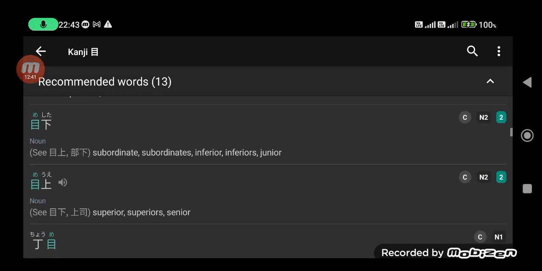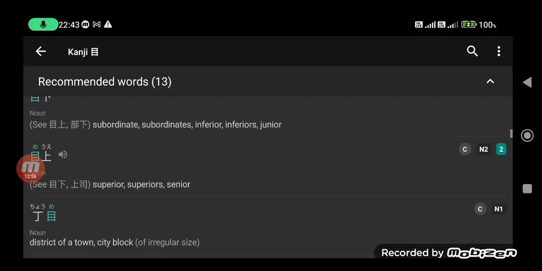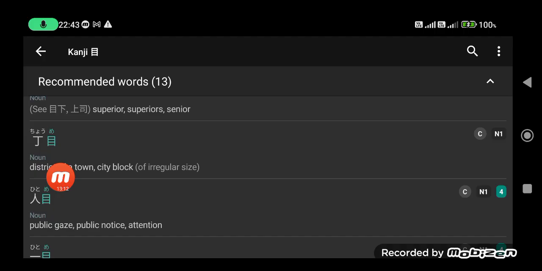And we have here meshita. Meshita is subordinates. Meshita, or could be buka. Meue is superior, but in the office you would rather use joshi instead of meue. Joshi also means superior, or direct superior. Joshi.